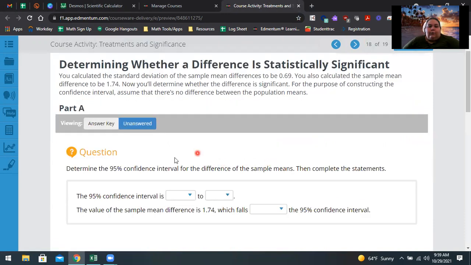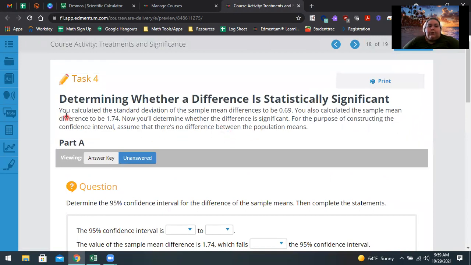When we're looking for the 95% confidence interval, we are going to use the information here. Task 4 does give you a hint, so you can double check your answers here. It says you calculated a standard deviation of a sample mean of 0.69. So you should have gotten 0.69 when you set this one up.